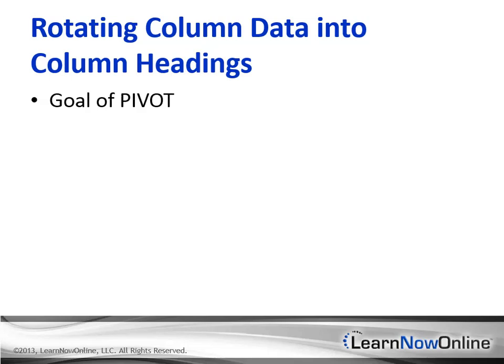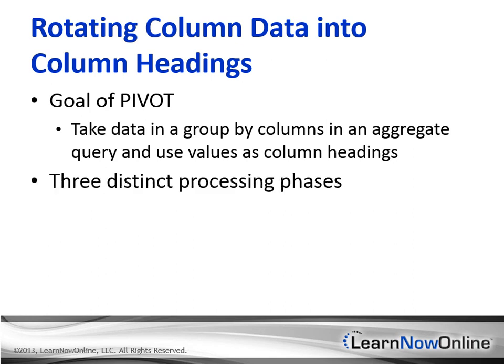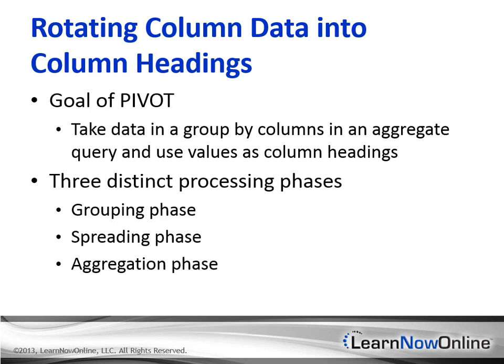The goal of the pivot operator is to allow you to take data that appears in a group by column in an aggregate query and use those data values as column headings in a new query. A pivoting operation involves three distinct processing phases: a grouping phase, a spreading phase, and an aggregation phase. So let's take a look at how you can use this pivot operator.